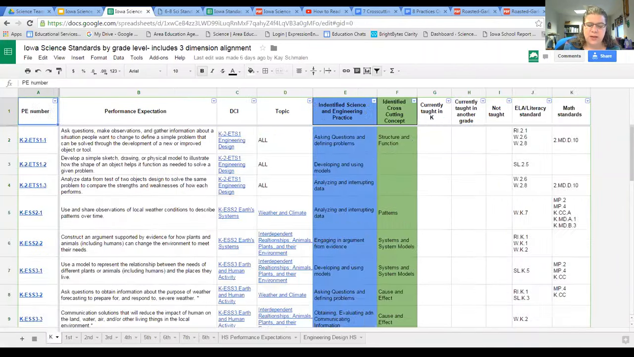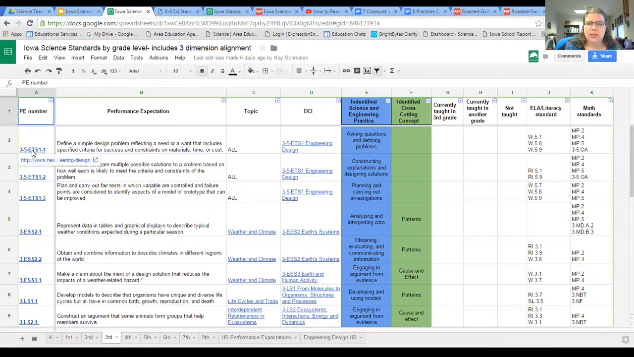I can look, here's my performance expectation numbers. These are all live links that will take me to the next generation document. And so it will give me those foundation boxes and connection boxes. So this is the performance expectation. Let's go down here. Make a claim about the merit of a design solution that reduces the impact of a weather-related hazard. Because it has an asterisk next to it, I know that this has a natural connection to engineering and technology. This happens to be from the Earth and Space Science performance expectation.